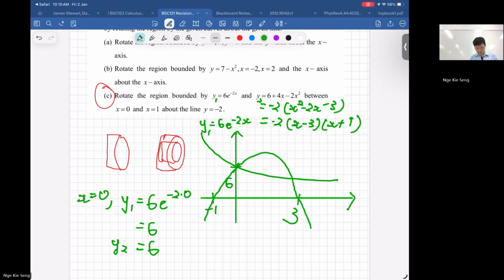Okay. Next, it asks you to integrate between the region of these two curves, from x equals 0, or this point here, to x equals 1, and rotate about y equals -2.